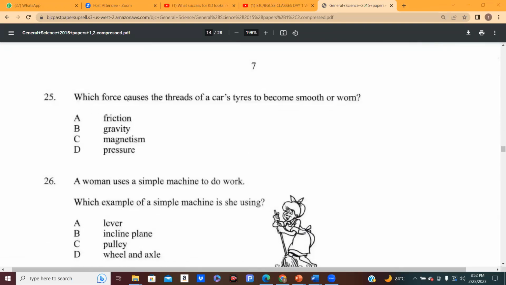Number 25. This one is for Shalise. Which force causes the threads of a car's tires to become smooth or worn? Is it A, friction, B, gravity, C, magnetism, or D, pressure? Friction. Yes, friction. The correct answer is A, friction.